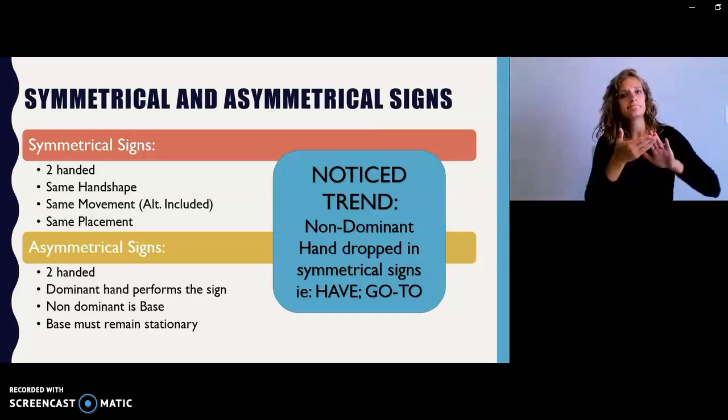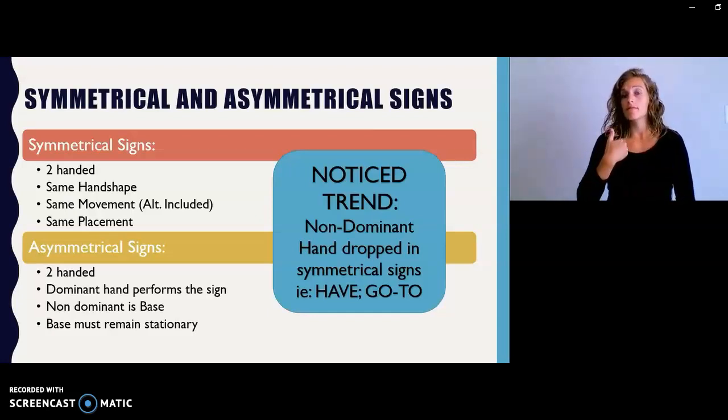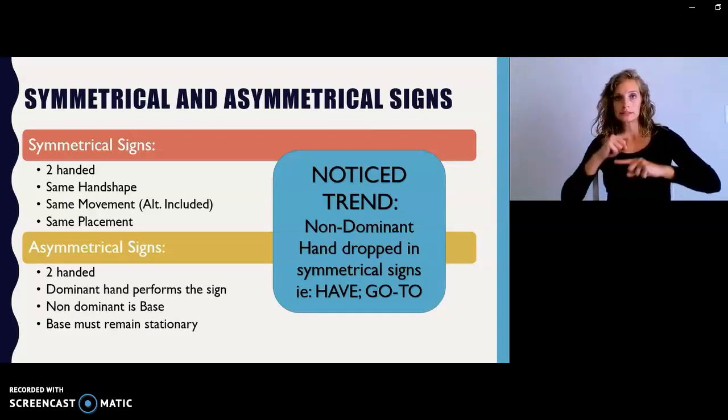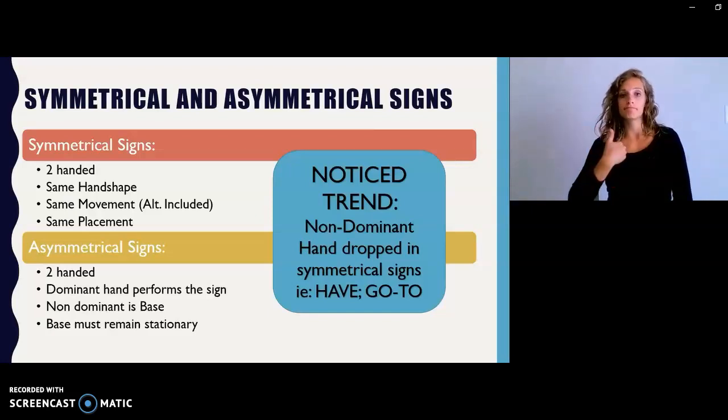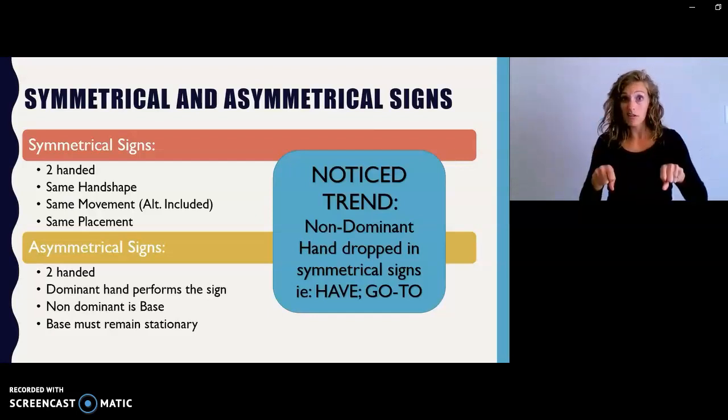Also, within the deaf community, we have noticed a trend where some two-handed symmetrical signs have been dropped to just be produced with one hand. So an example for have is normally produced with two hands. However, it is acceptable to just produce the sign with one hand. Same thing with go to. You can produce it with one hand or both hands.